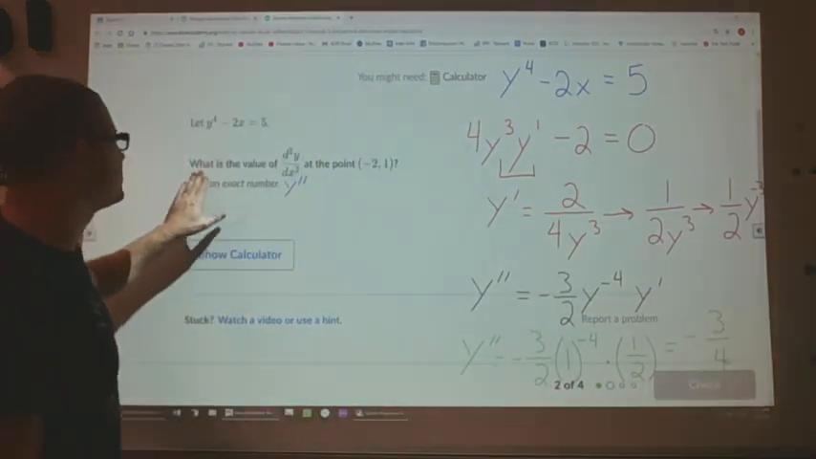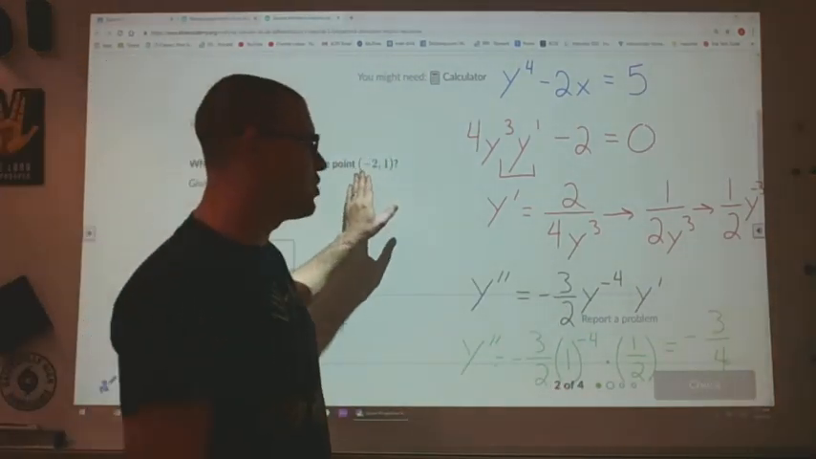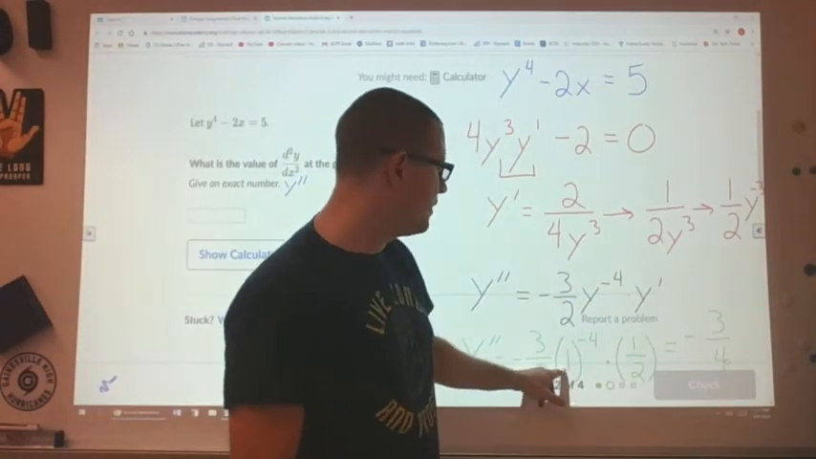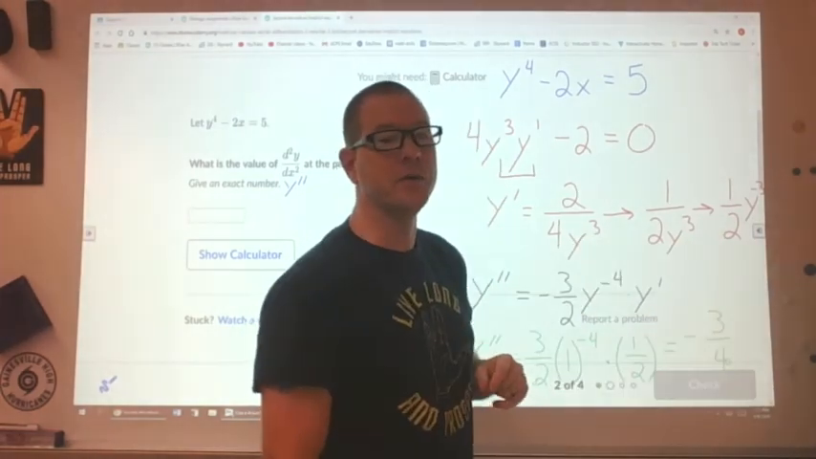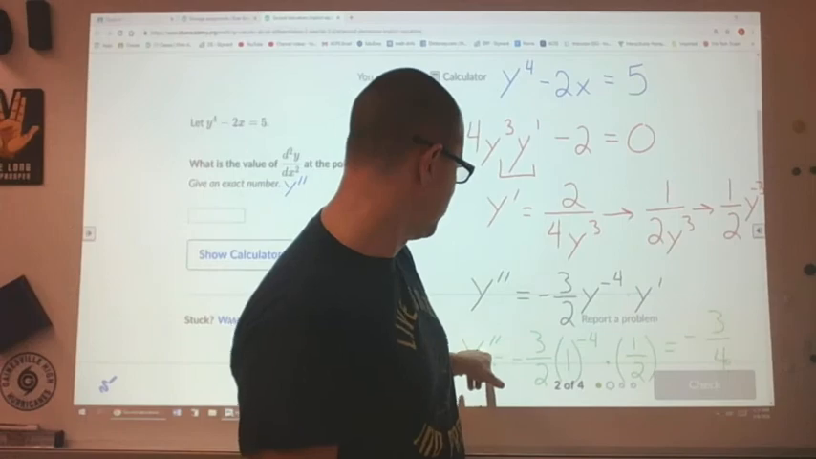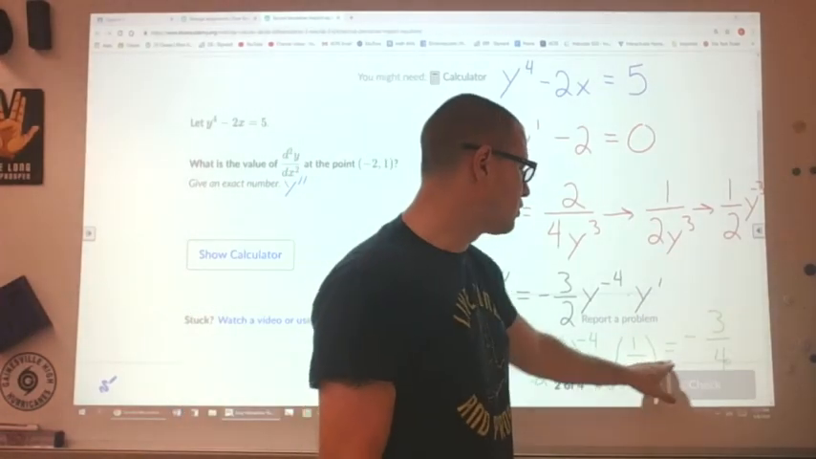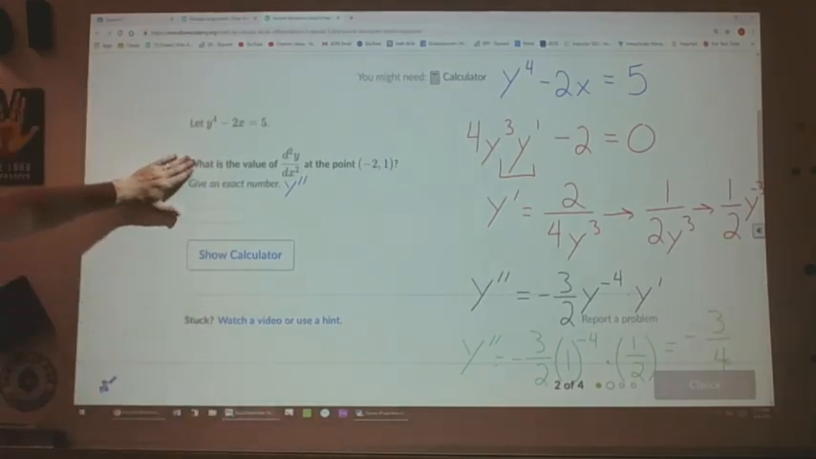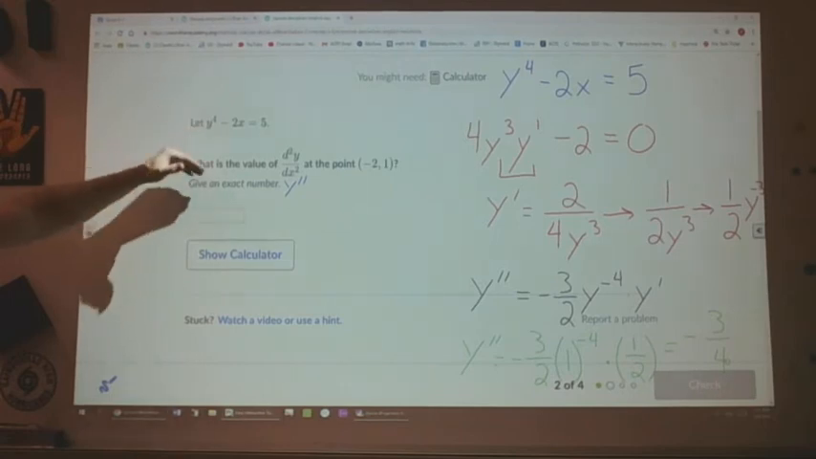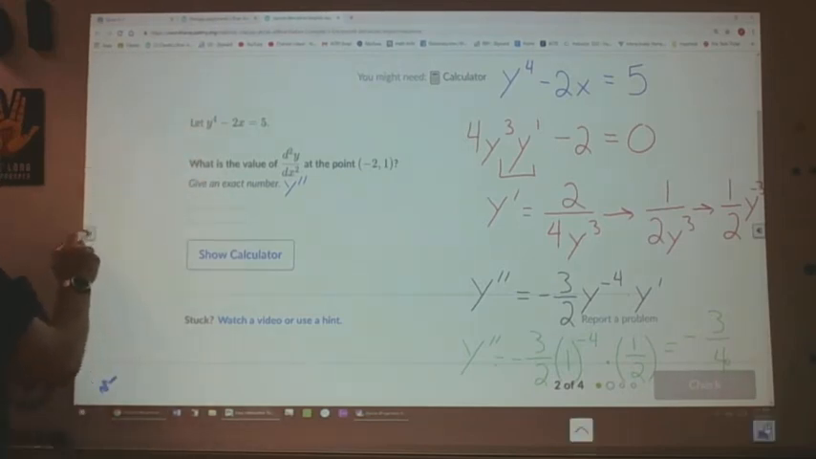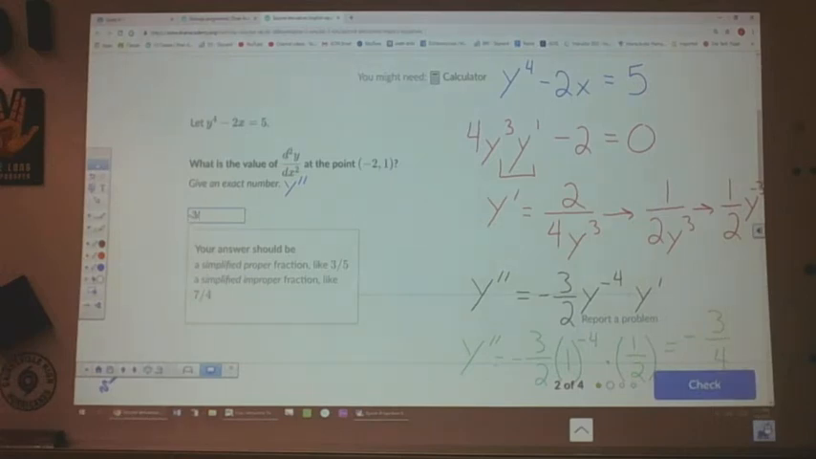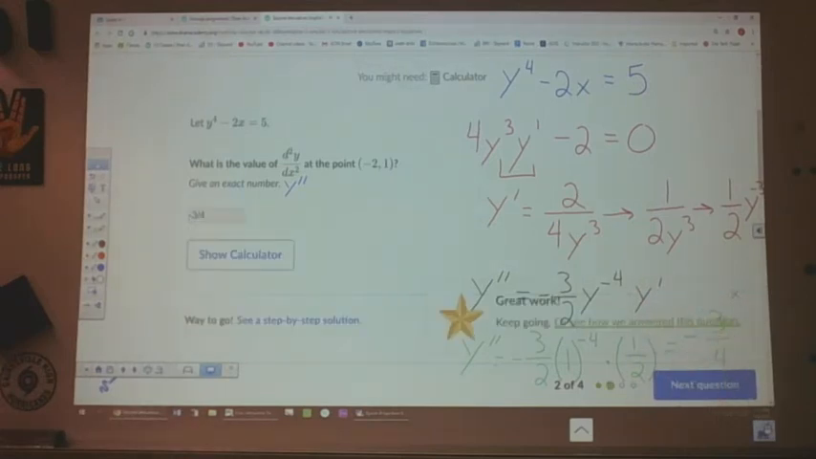And because they wanted a specific value at a point, I used the ordered pair, an x and a y, to replace the y value in the second derivative and also to replace the y value in the first derivative, so that I had the second derivative equal to a value, in this case negative 3/4, which tells me the acceleration of whatever is tracing out this function at that point. Second derivative, acceleration. So we're going to put that in here. That is what? Negative 3 over 4. There we go.